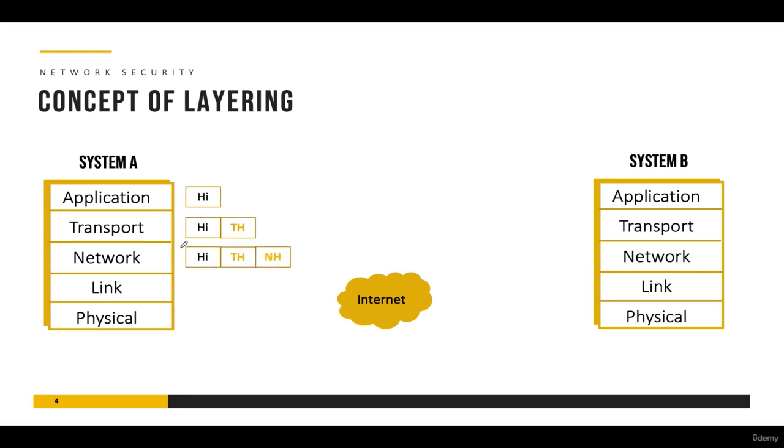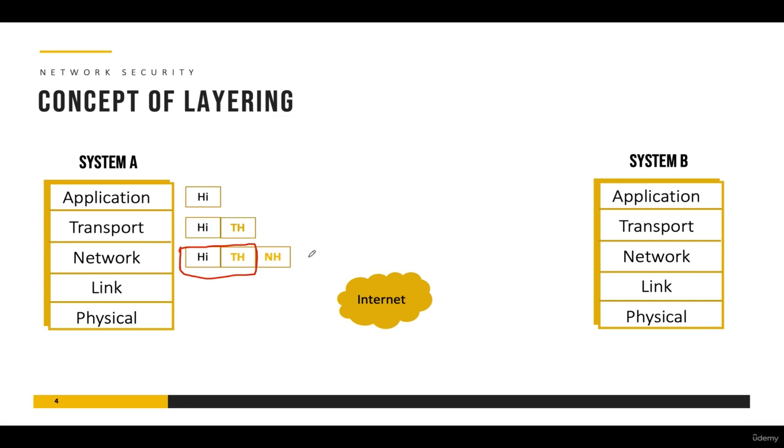The network layer basically considers all of this as data and adds its own header, which is the network header. In the network header, the network layer adds things like routing information, IP addresses, source and destination IP addresses, stuff like that, so that it is able to route your packet over the internet.